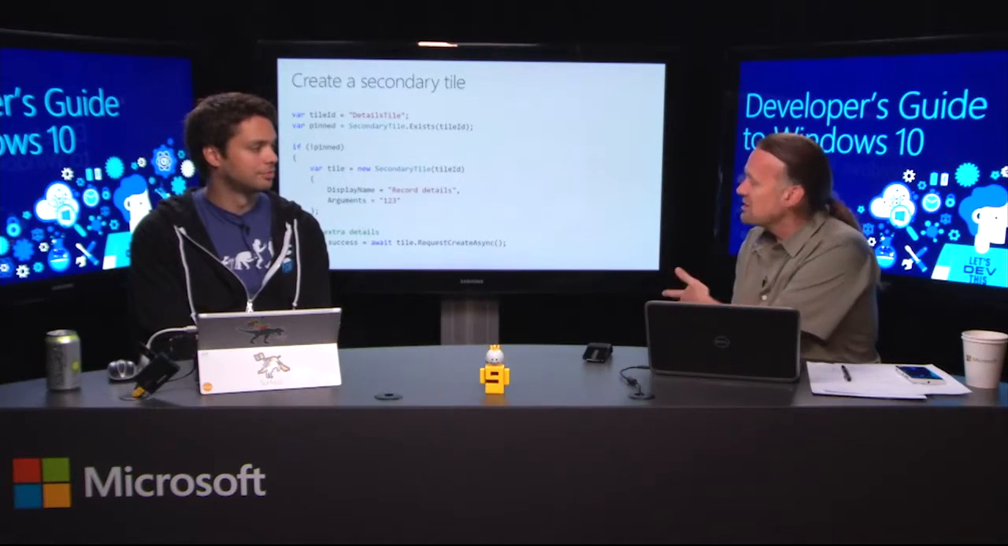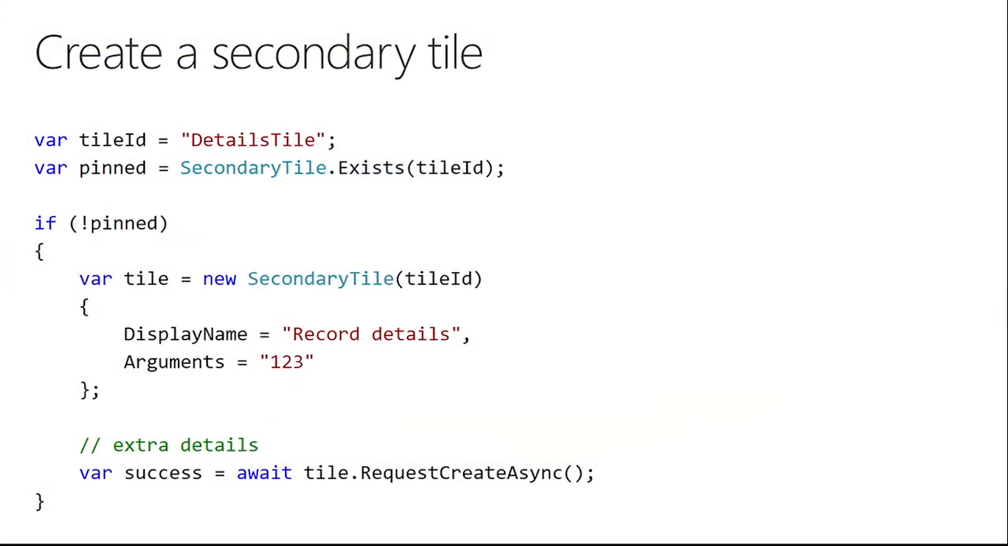Secondary tiles are created entirely in code, so you'll have some kind of UI on the screen in the app, and give the option, do you want to pin this team to the start screen? And then this is where you run something like this. You have a secondary tile, you have to have a tile ID, you might use a GUID or something, and if it's not already pinned, then you can new up a secondary tile object and then call tile.RequestCreateAsync.